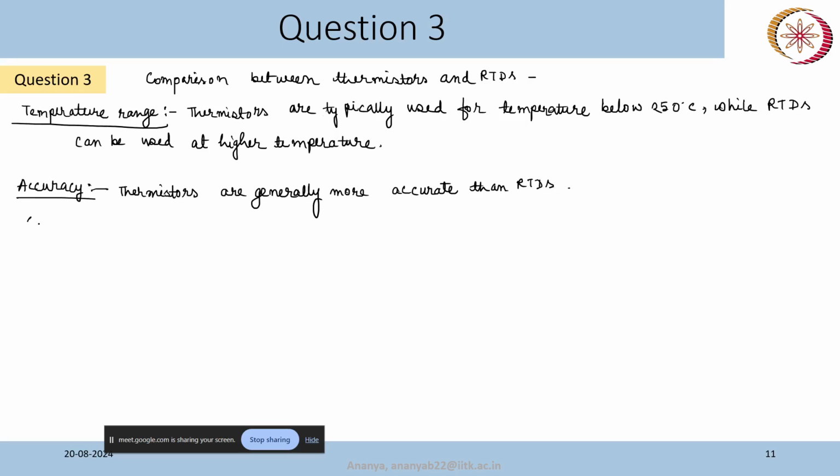Next comparison is in terms of cost. Thermistors are easily available. Those generally have low cost compared to RTDs, which are made up of pure metal. Okay, RTDs are of pure metal, so those have higher cost compared to thermistors. You know, the most commonly used material is platinum, and that is expensive.